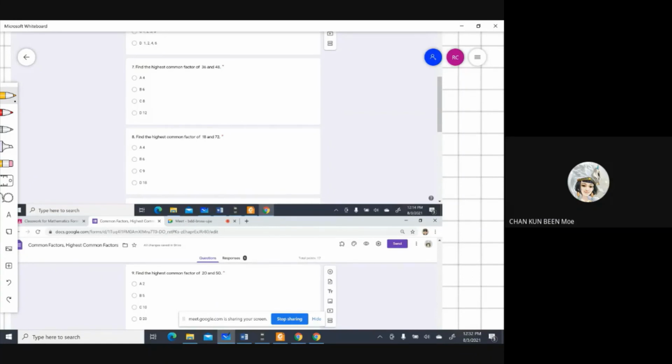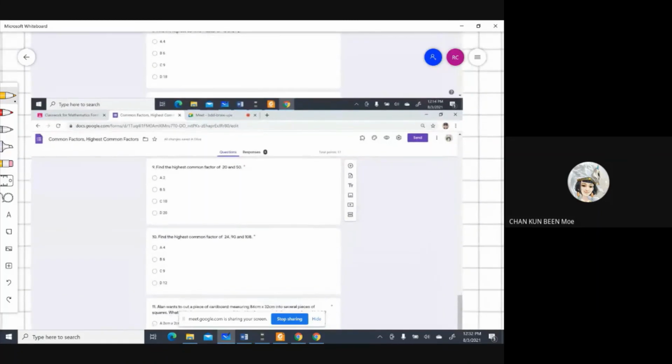But no matter how, for the prime factorization, you need to know how to do it because there will be questions where you need to apply this method. Only with this method can you find the answer. So you still need to learn the prime factorization.